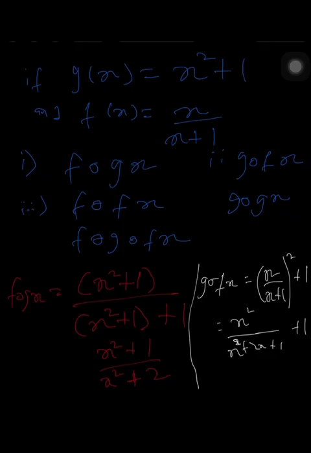The next one is f of f of x. Recall that f of x is x over x plus 1. So f of f of x is going to be x over x plus 1 over x over x plus 1 plus 1. Remember, we are putting the function anywhere we see x in the other function. So this is what we get.